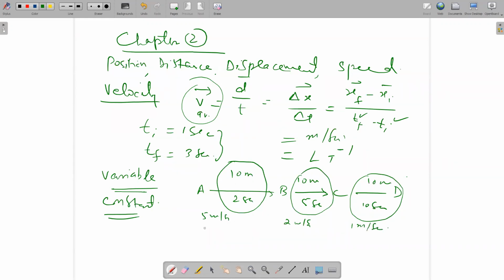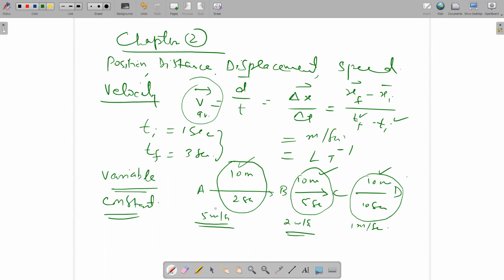So it means the velocity is changing for every interval of time. Although the distance is the same, the displacement is the same, the velocity is changing. So we can say that velocity is variable from point A to point D. This is called variable velocity. The distance is the same, but the time is different.